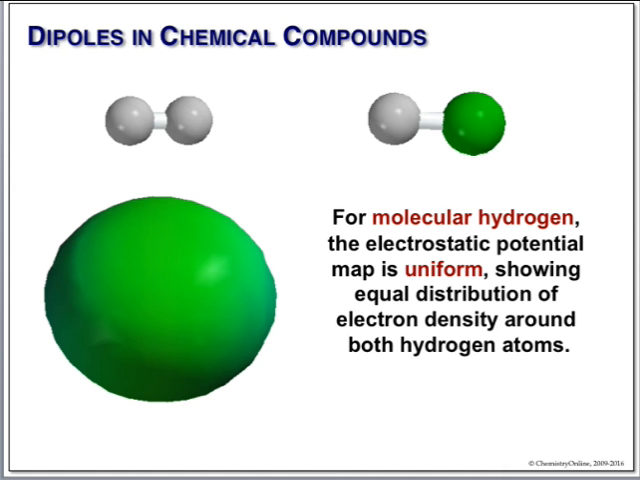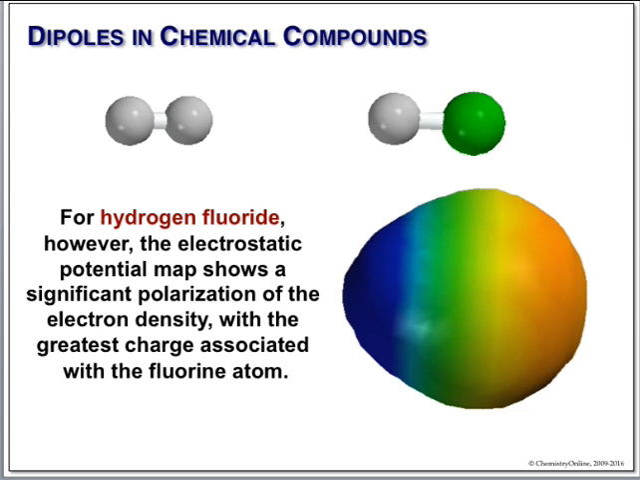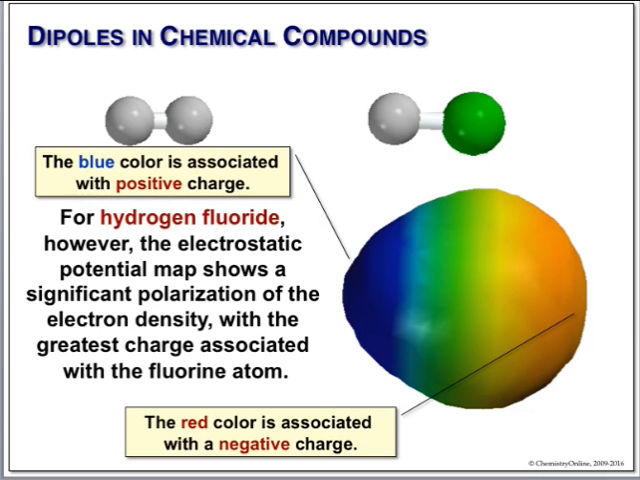With hydrogen fluoride, however, we get something that looks like a very interesting Easter egg. This end of the electrostatic potential map is somewhat blunted. This one's expanded. And this is very blue. Blue is used to indicate the deficiency or lack of electron density. Red is used to indicate excess electron density. So the bottom line here is that the fluorine, which is here, seems to be pulling the electrons out of this covalent bond towards itself. So it's not sharing very well, pulling the electrons this way towards itself. The reason for this is something called electronegativity.